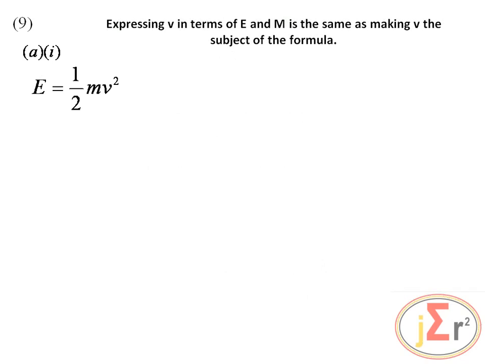Expressing v in terms of E and m is the same as making v the subject of the formula. That means we need to have v in the end all by itself, preferably on the left hand side of the equation, and everything else on the other side, that is the right hand side. In doing so, we need to eliminate the half, eliminate also m, and eliminate the square that we have right here.